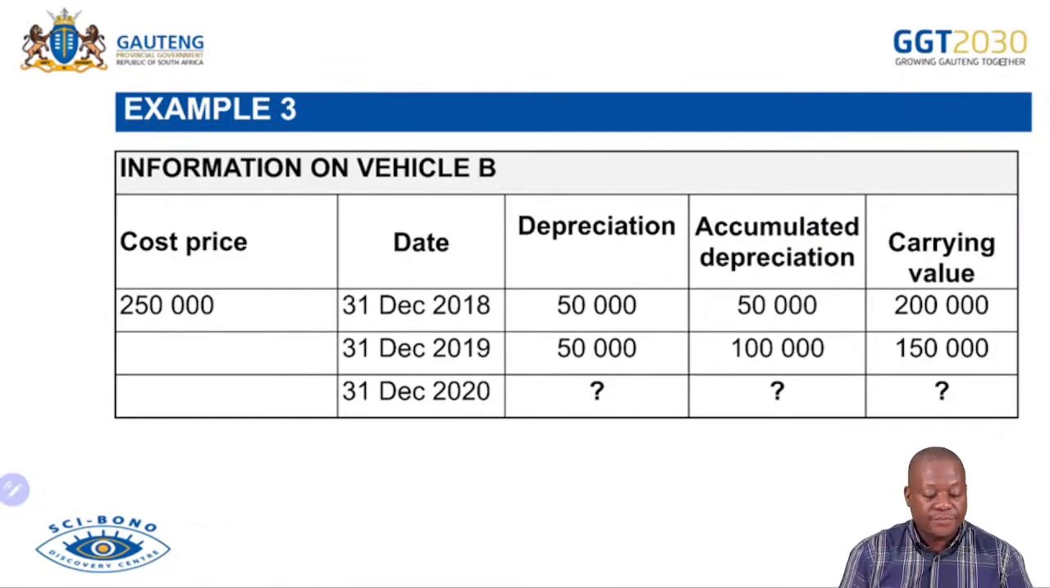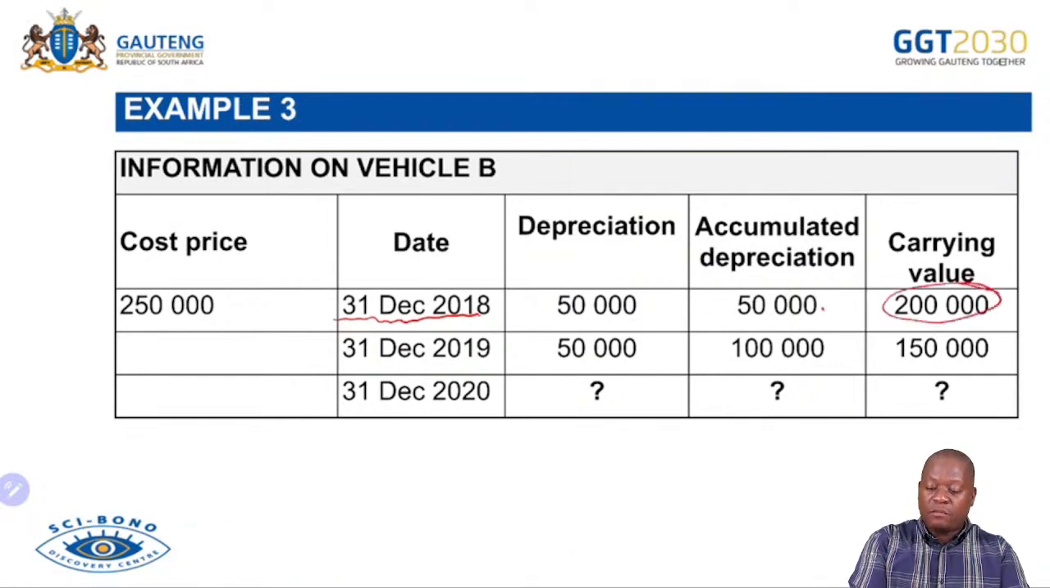But before we get to that, we also have information B, which is giving us information about the vehicles that we had from the start of the year, the old ones. So you can see something has been bought in the year 2018 because we are calculating depreciation at the end of 2018. So it was bought at the beginning of 2018. The depreciation, accumulated depreciation, the carrying value. Remember, carrying value is cost minus accumulated depreciation. In 2019, we do the same. We calculate depreciation.